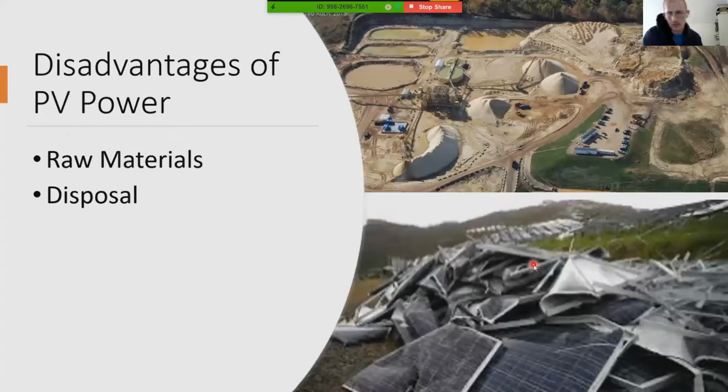The disadvantages are acquiring the raw materials. You've got to mine for the quartz sand, and that can have some damaging effects on the environment. And then the other disadvantage is disposal. You can see here, and like I said, most panels in the United States are not recycled; they're just thrown away.